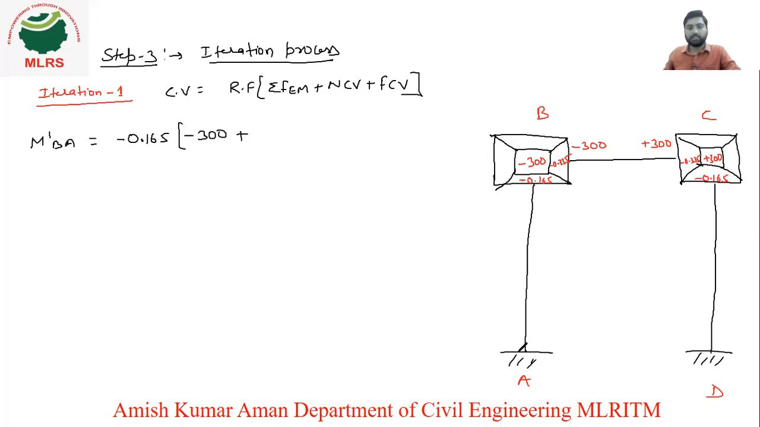BA. So at A, what is the value right now? It is 0, right? So it is 0 only. Plus at C also it is 0. Right now each and every value is 0, right? Because this is our iteration number 1. So the near and far contribution values are also 0. So if you calculate it, you will get 49.5 kilonewton meter.